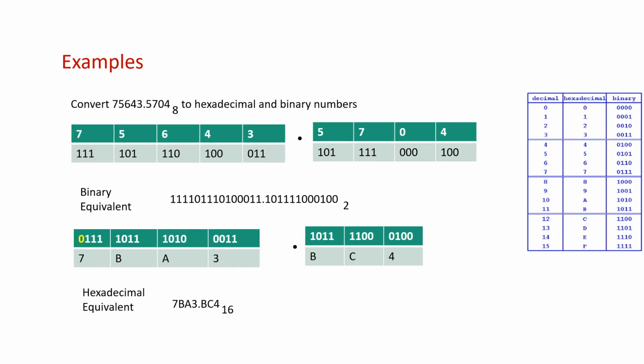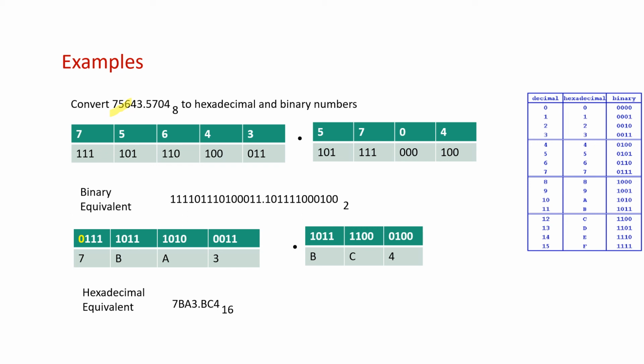Now we are going to look at the second example. Here an octal number is given and we are going to get the hexadecimal and its binary equivalent. To do that, first we will convert the octal number to its binary equivalent, and from that binary equivalent it is easy to convert it into the hexadecimal equivalent. The number given here is 75643.5704. This is the octal number.